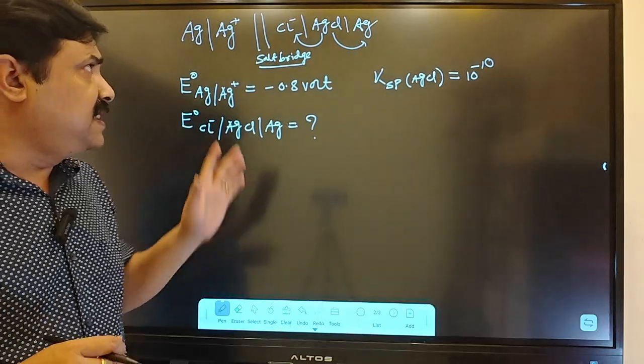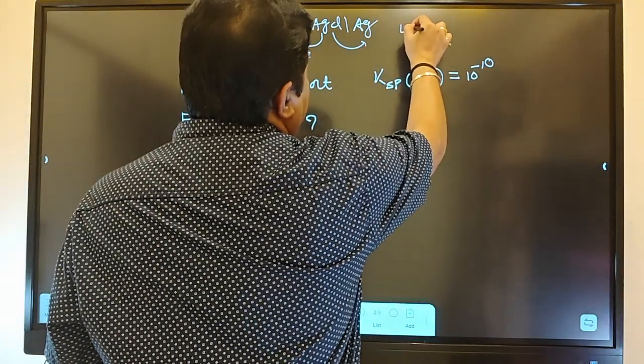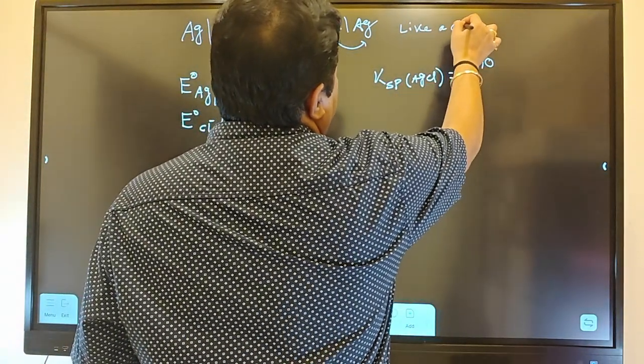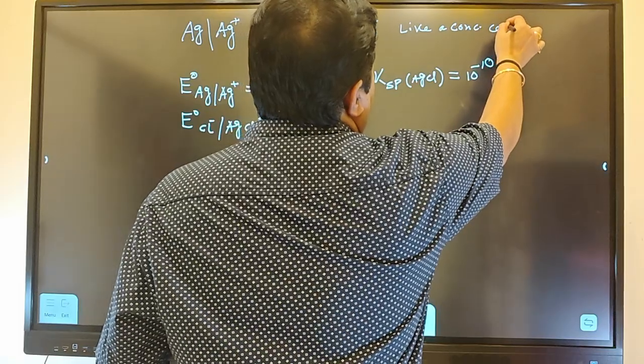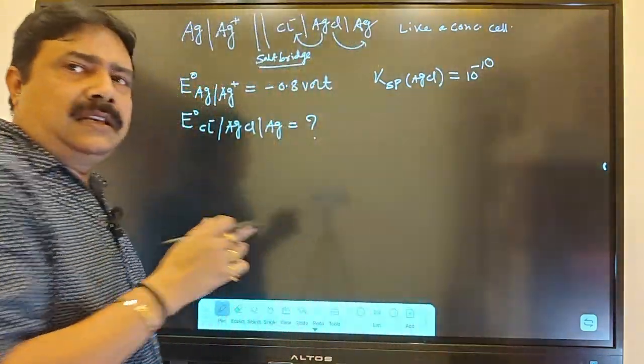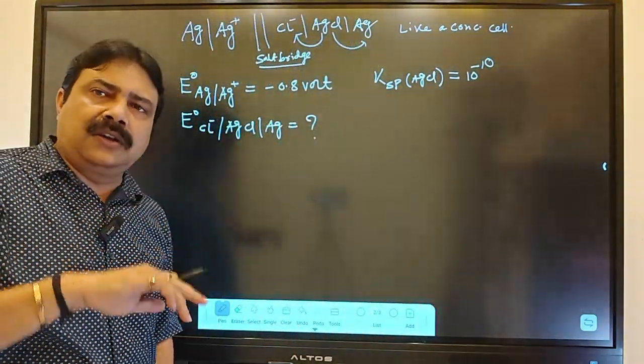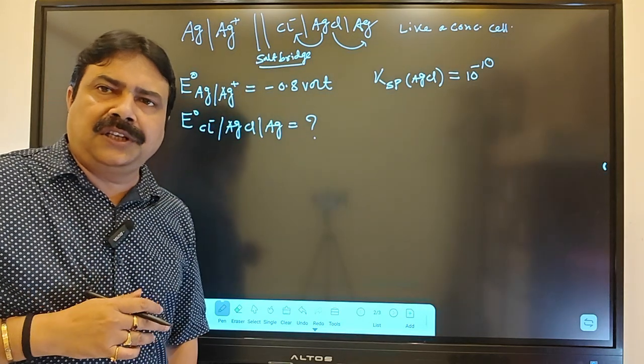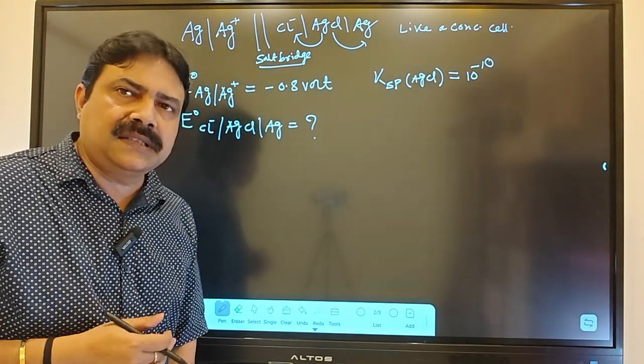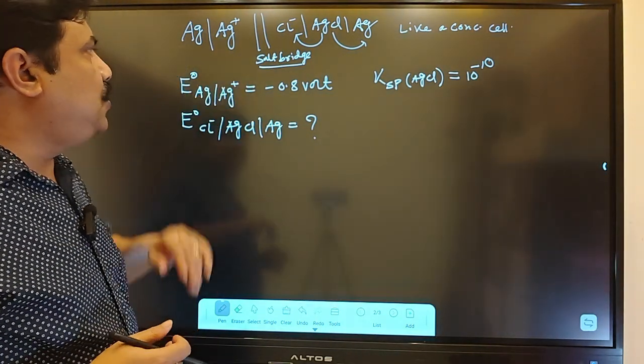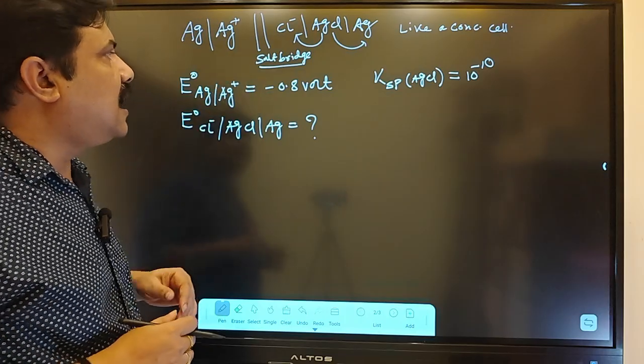Now the question is, it's like a concentration cell. That means the same silver ion is present in the anode, and the silver ion also has a role in the cathode. It's like a concentration cell. So now what can I do? First we start these things.